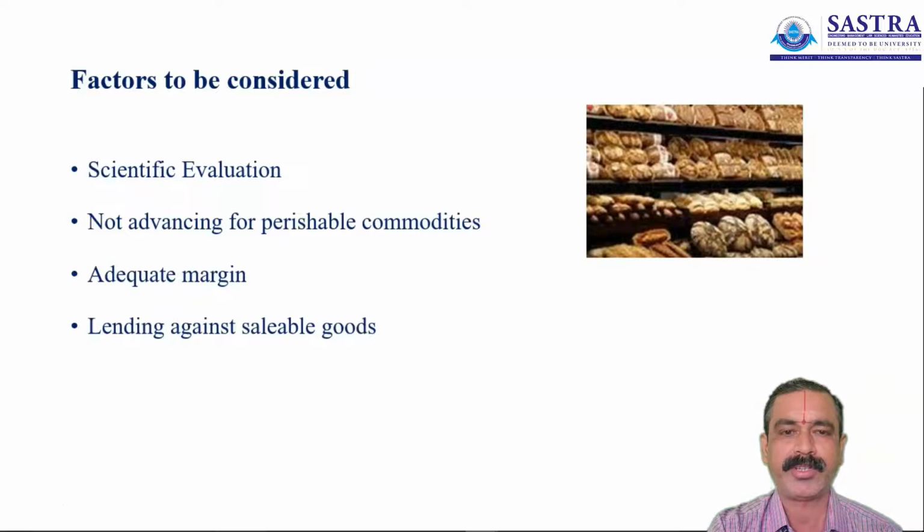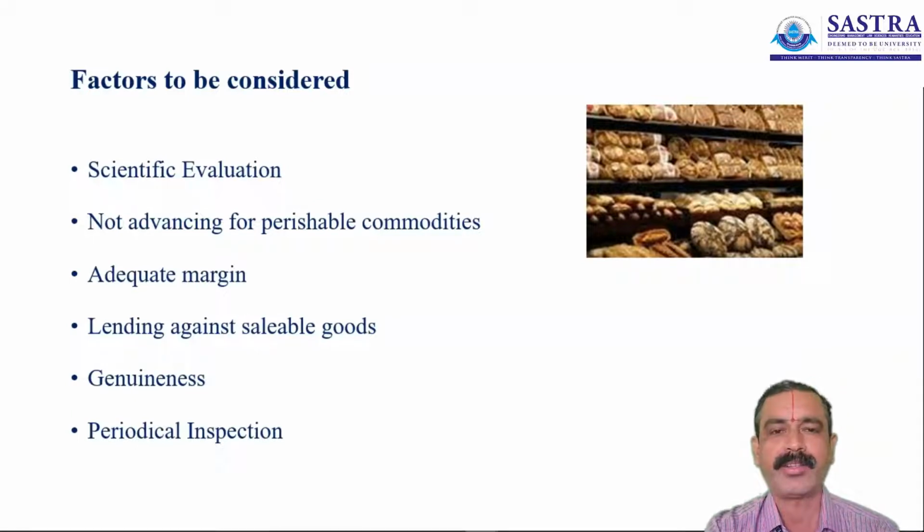Lending against saleable goods should be properly advocated, and you must satisfy the genuineness of titles to goods before advancing loans. And carry out a periodical inspection of godowns in which goods hypothecated to the bank are stocked, to ensure safety of the goods. These are all the factors to be considered while advancing against goods and titles to goods. Bankers are to be very careful in advancing loans against goods and titles to goods, considering those factors.